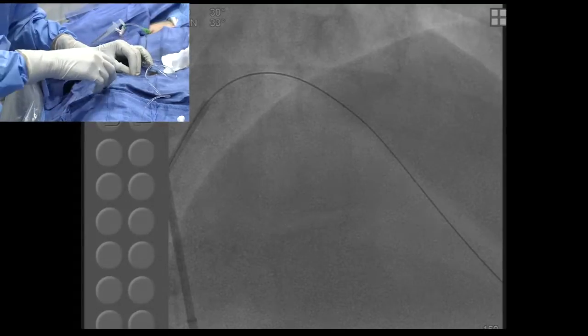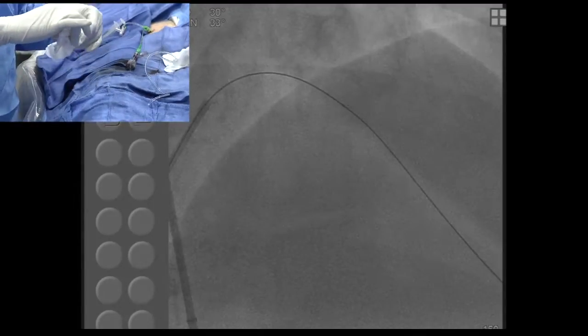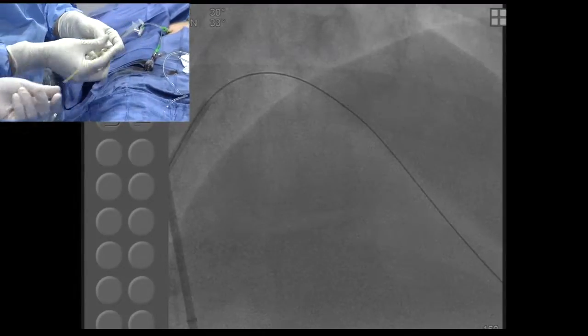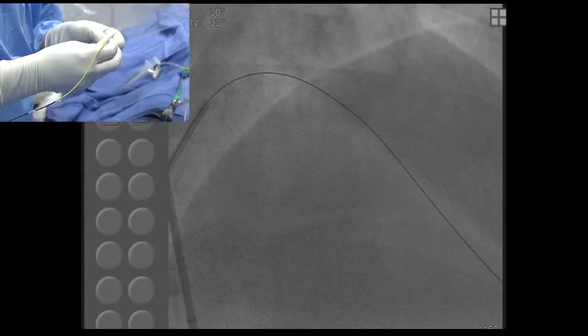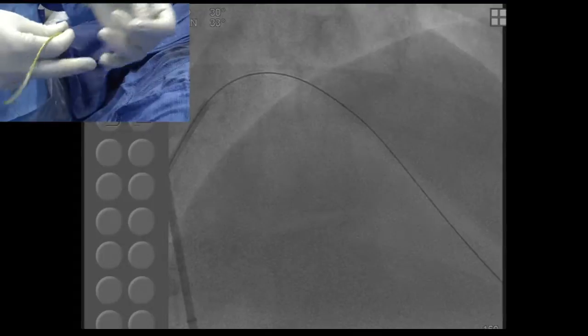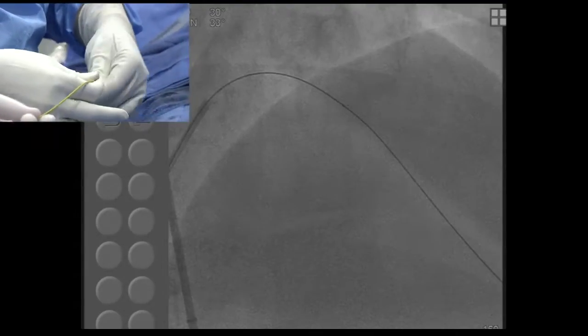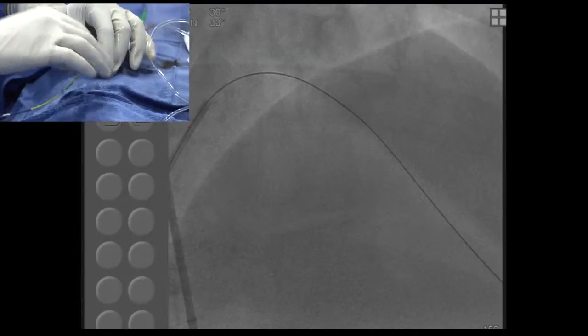The wire still remains. And the key is that we always try not to dilate unless you know that you are in the true lumen. Some people will dilate, then create some more extensive dissection. Maybe a part is epicardial, but we try to do a Fogarty. This is a V3.